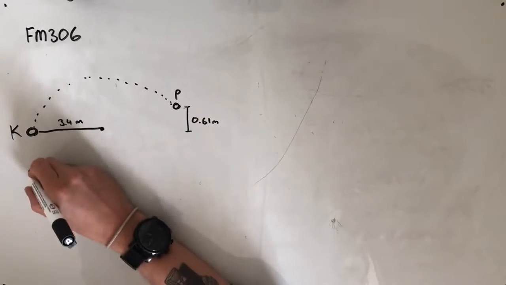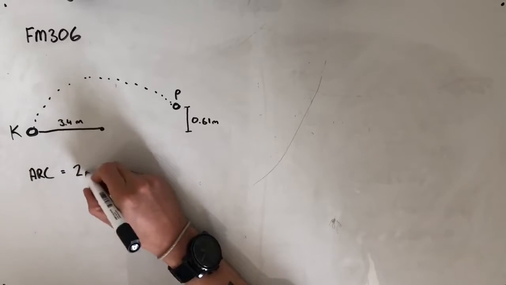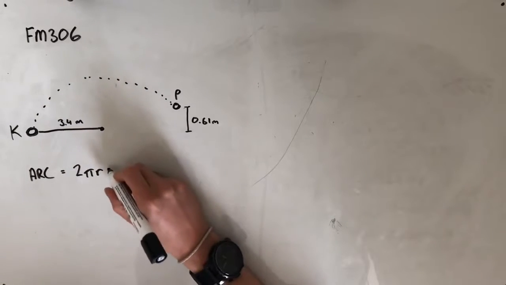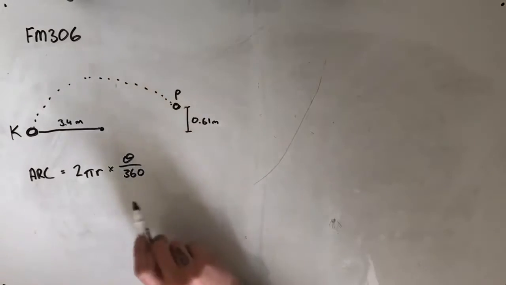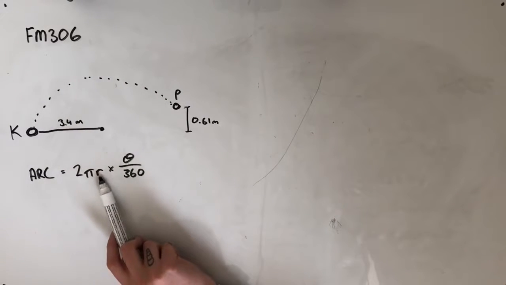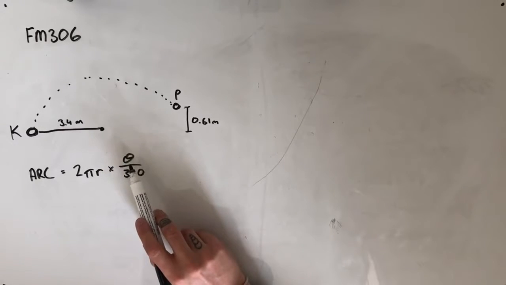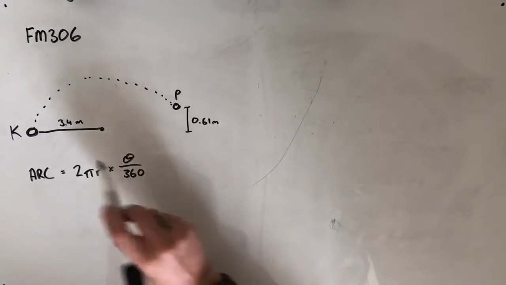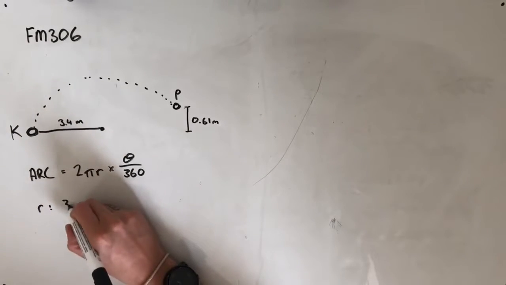In order to find any arc length, we are going to need a few pieces of information. First of all, we have the formula, 2 pi r times theta over 360. The two unknowns that we have here are the radius of our circle and the degrees that it travels along. Our radius is going to be 3.4, so r for this question is 3.4 meters.